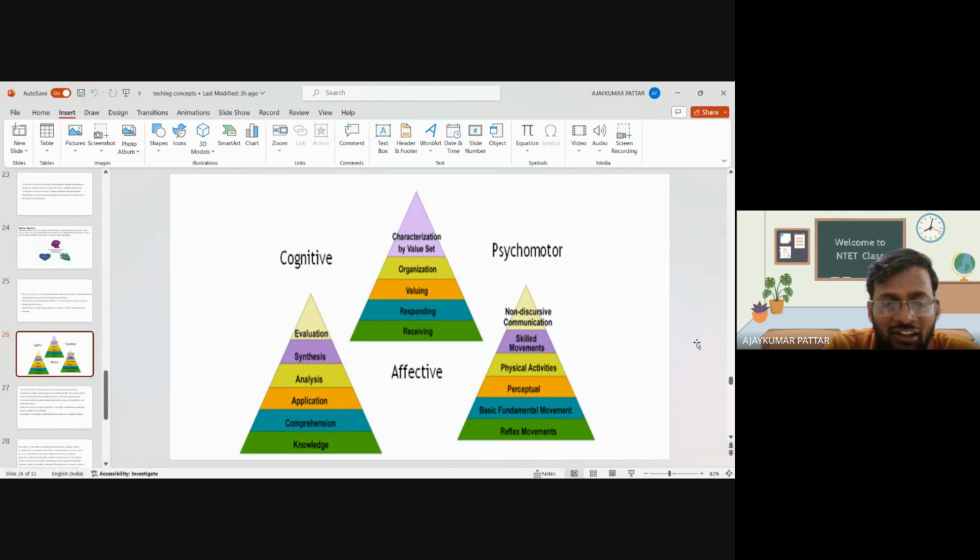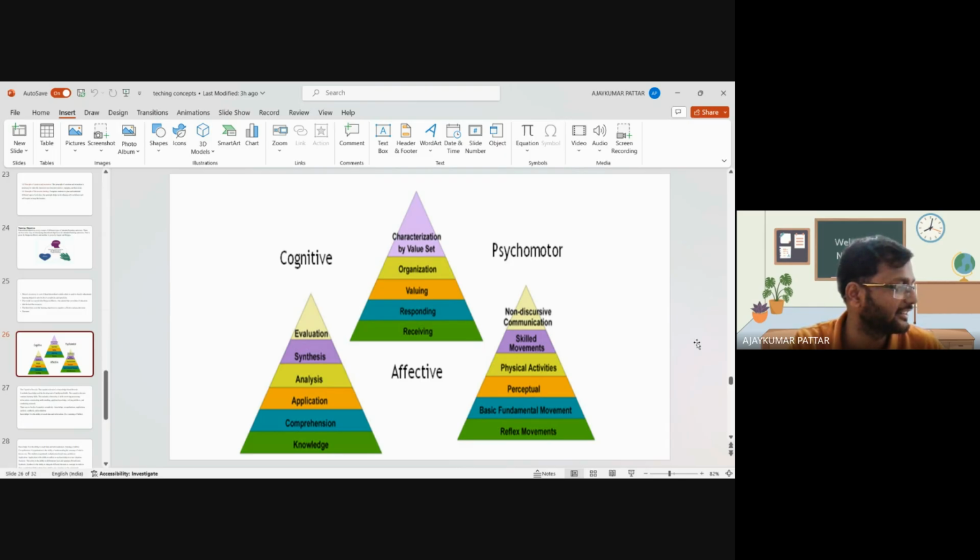नॉलेज से बड़ा कॉम्प्रहेंशन. एक नॉलेज के बाद कॉम्प्रहेंशन करते हैं हम, कॉम्प्रहेंशन के बाद एप्लीकेशन करते हैं, एप्लीकेशन के बाद एनालिसिस करते हैं, एनालिसिस के बाद सिंथेसिस करते हैं कुछ नया, उसके बाद हम एवेल्यूएशन करते हैं. इंपॉर्टेंस बढ़ता है from bottom to up, और the thinking will increase और application will increase from bottom to up. In affective domain: receiving, responding, valuing, organization, characterization by value set.